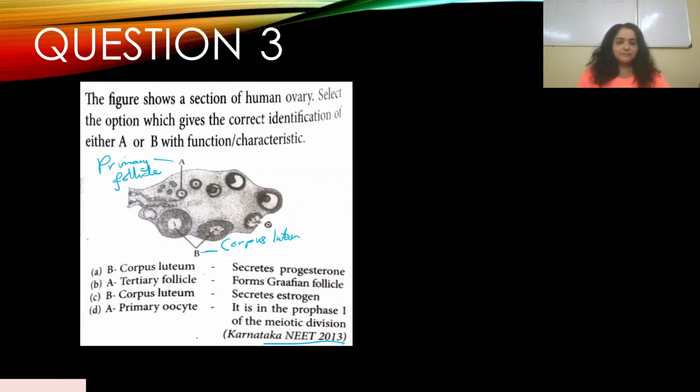So you have A, B, corpus luteum, secretes progesterone. Yes. A, tertiary follicle, forms Graafian follicle, but A is not a tertiary follicle. B, corpus luteum secretes estrogen. Yes, it does. Corpus luteum also secretes estrogen, but progesterone is more as compared to estrogen. A, primary oocyte, it is in the prophase 1 of the meiotic division. Now, it's not really a primary oocyte because it is showing the whole structure. So it's actually a primary follicle.